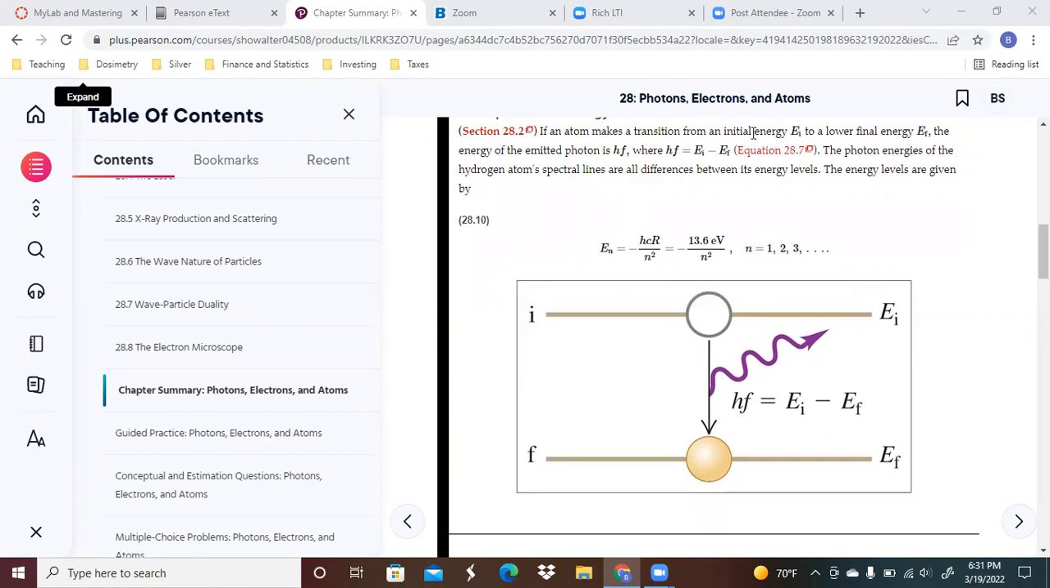If an atom makes a transition from initial energy E sub i to a lower final energy E sub f, the energy of the emitted photon is going to be Planck's constant times the frequency, which ends up being the difference of those two energy levels. The photon energies of the hydrogen atom's spectral lines are all differences between its energy levels, and the energy levels are going to be given by this expression. So let's take a look here.